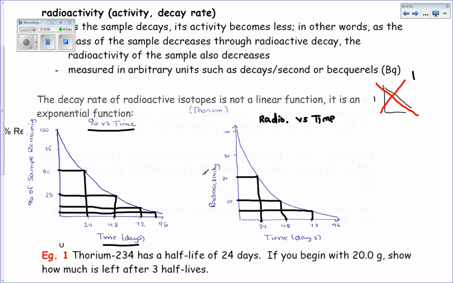This could also be mass. You could have mass, and if you want to know the half-life in terms of mass, you look for how much mass you started with, and then the first half-life would be where the next mass is.